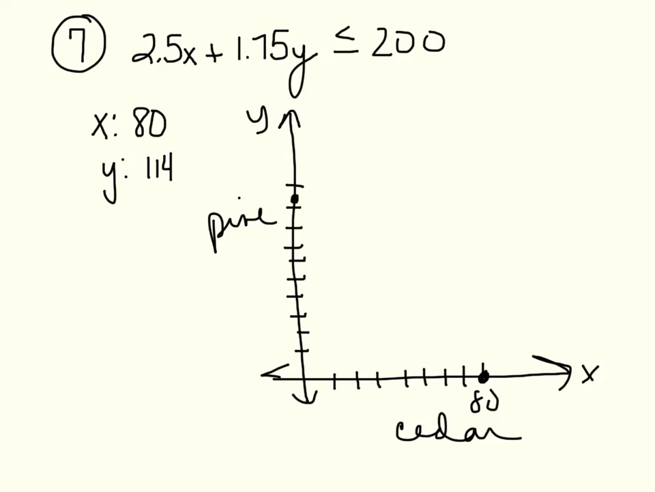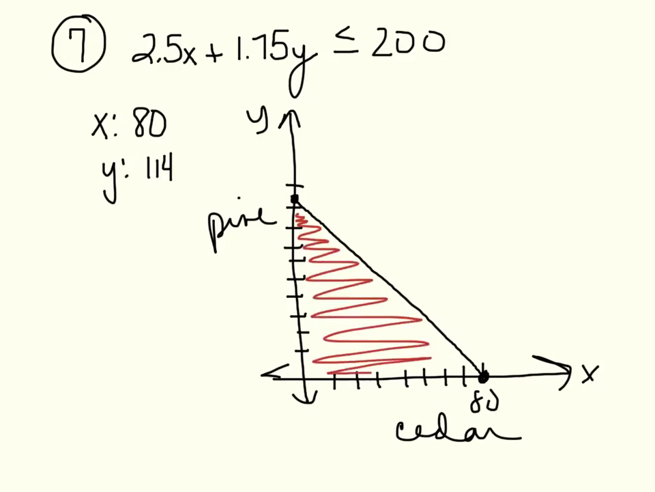Now, because it's less than or equal to, you'd have a solid line. Anything on the line is a solution. You wouldn't graph anything below or left of the axes because those are negatives. And we do not want to go over $200. So if we don't want to go over $200, it'd be everything underneath the line. So anything here would work.